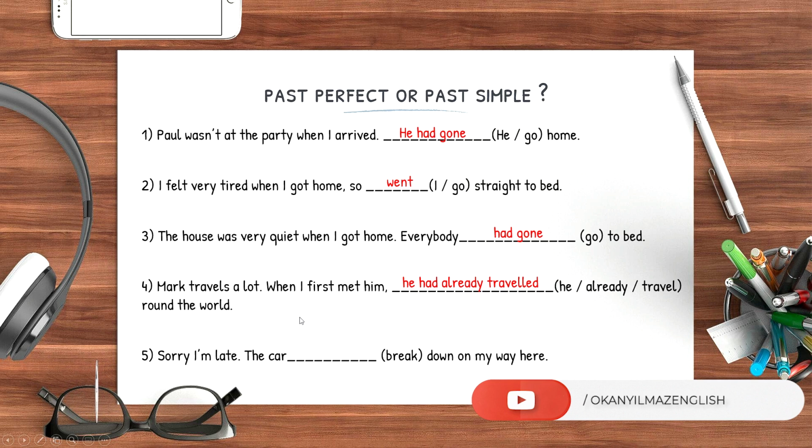Sorry, I am late. The car broke down on my way here. Why? Here again, like the second example, I'm not really talking about the sequence of events, and also it says here I am late. So this is present. And remember, past perfect tense is about past actions. Here I have a present action, and since I have nothing to compare, nothing to sequence it with, I have to go with simple past tense. The car broke down, because here we do not have two past actions.